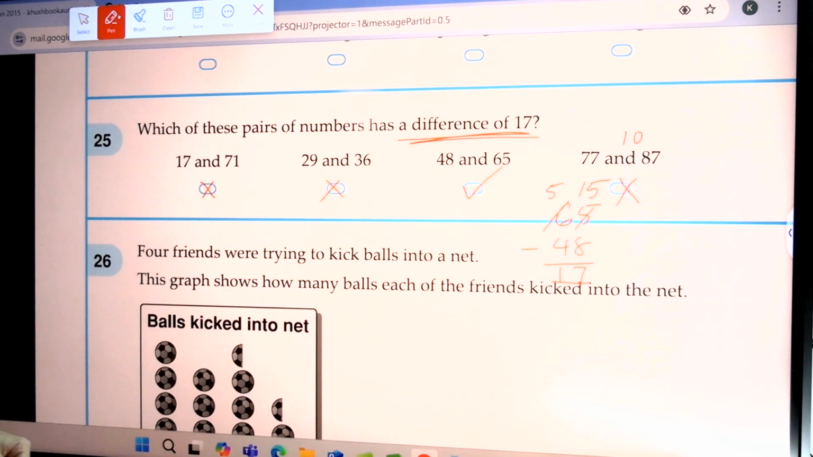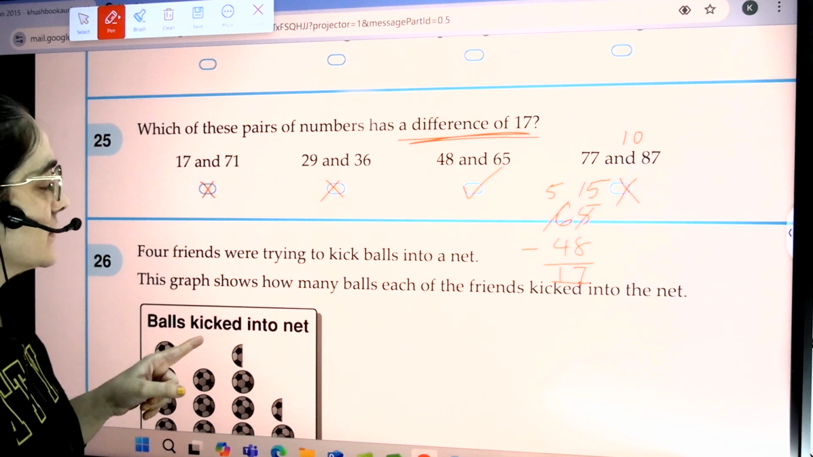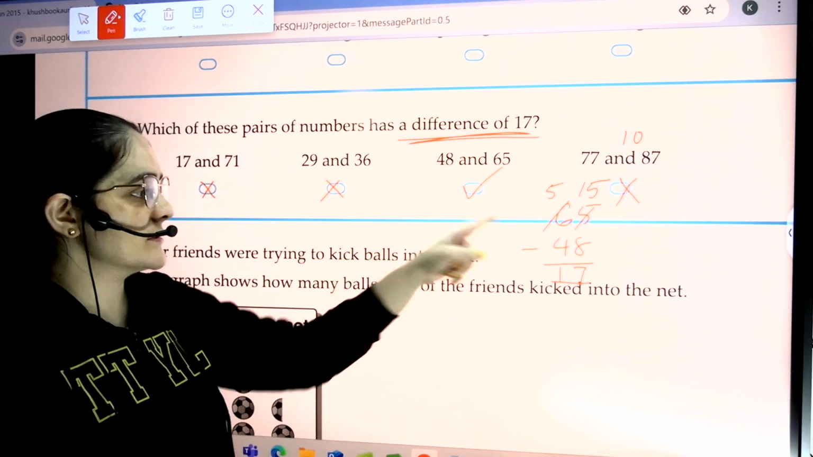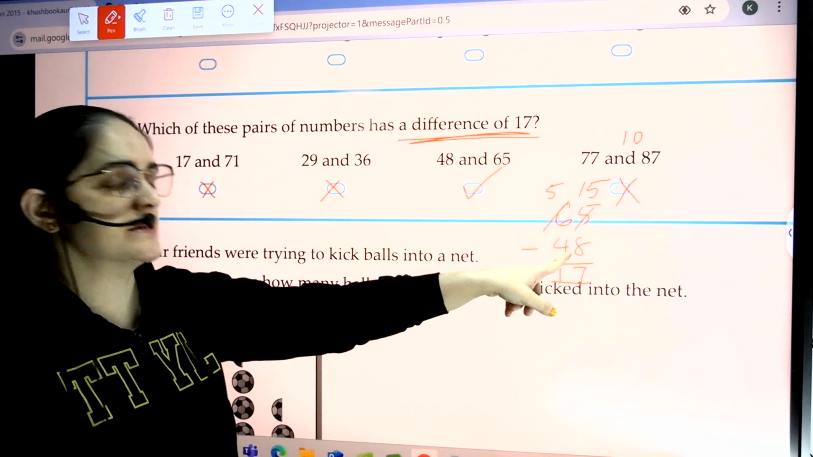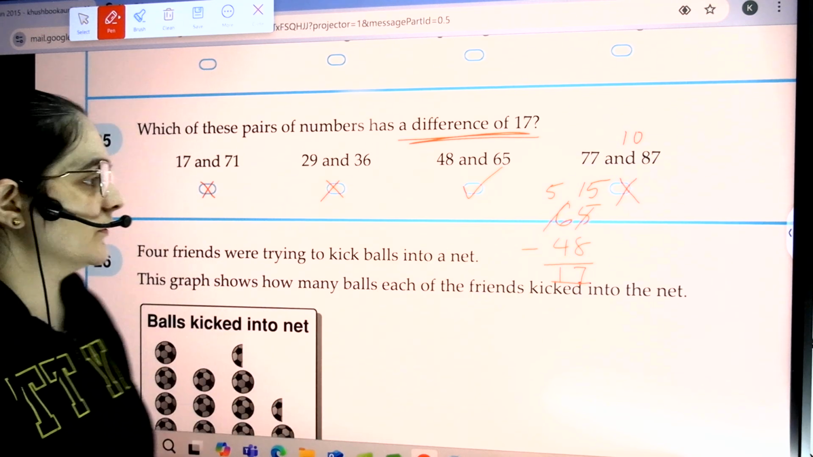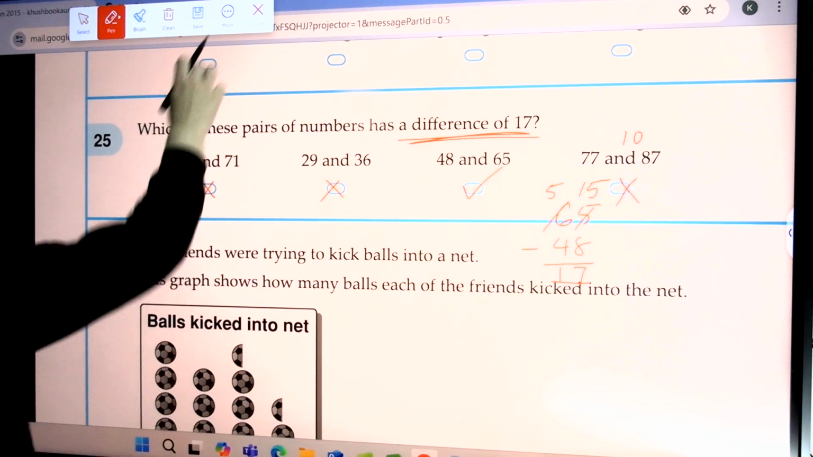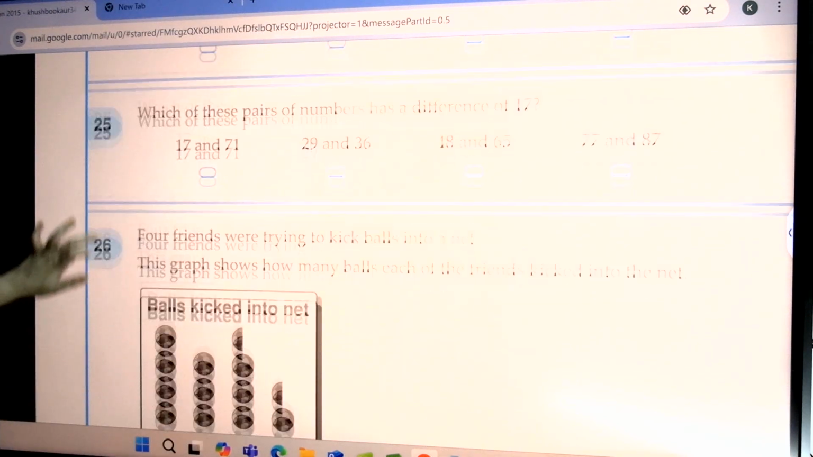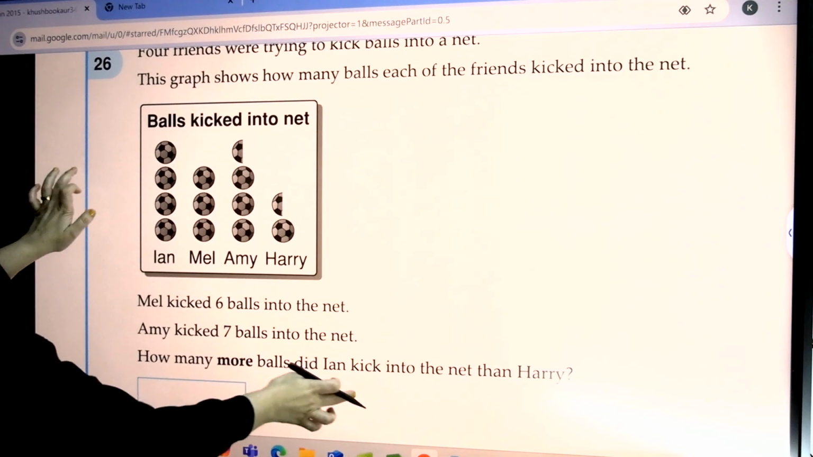I hope this point is clear. Always remember that you have to borrow and subtract, and if the top number is less than the bottom number in column subtraction, you should borrow. Let's move on to question 26.